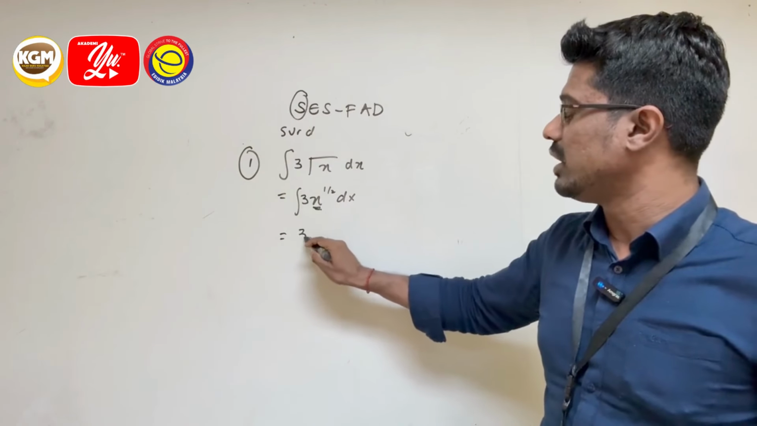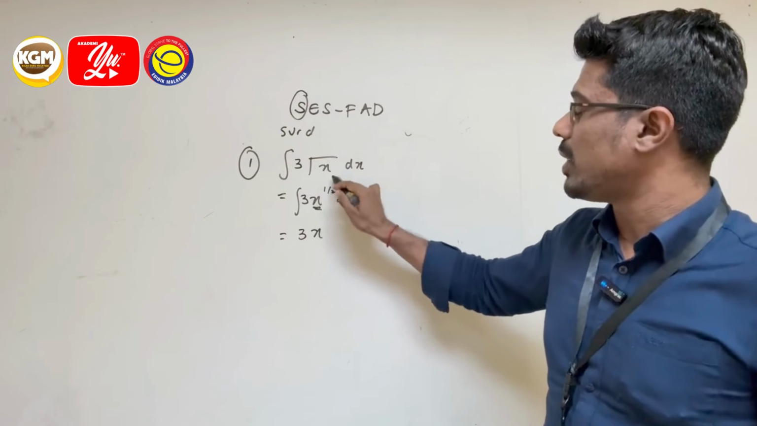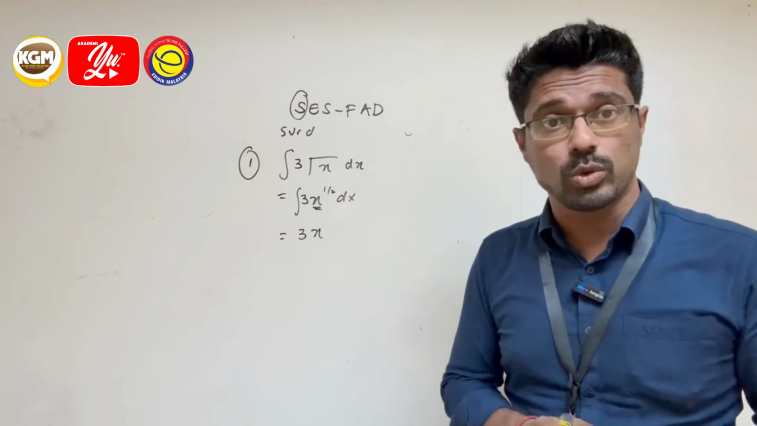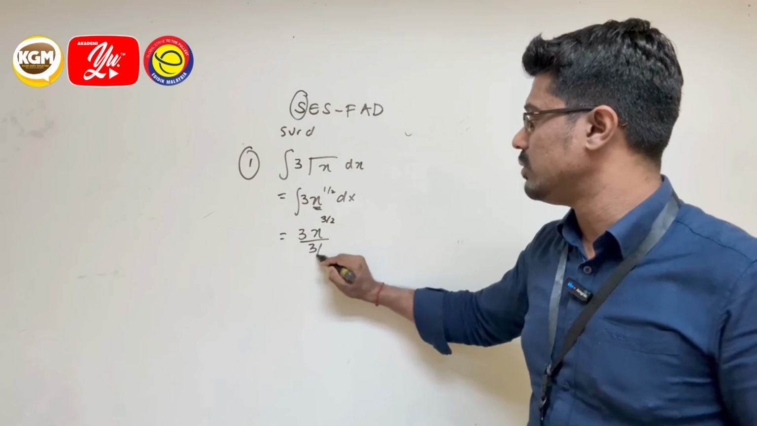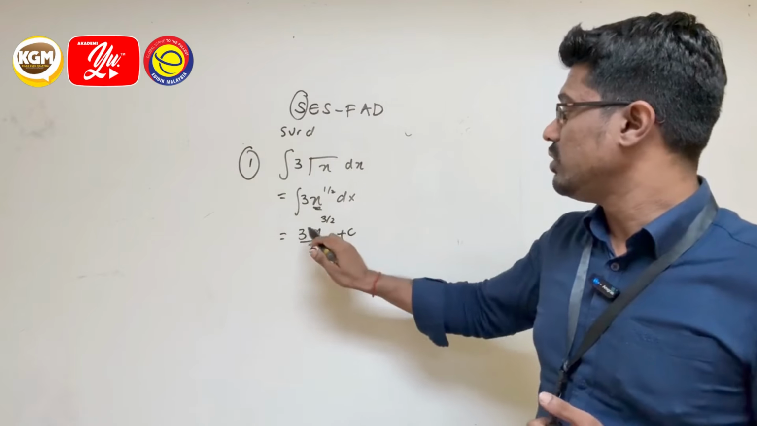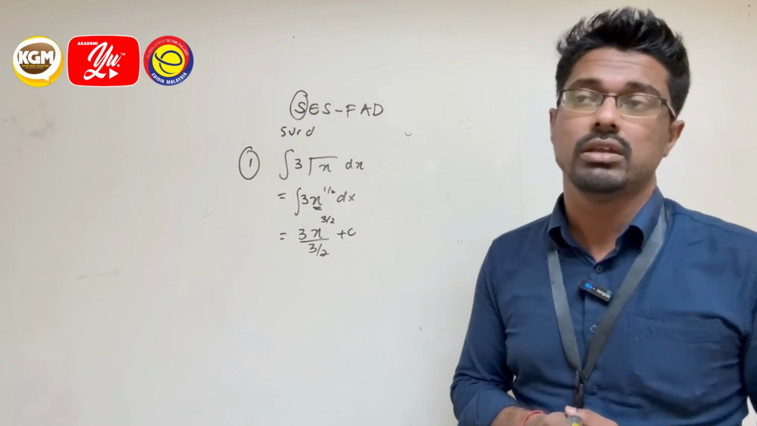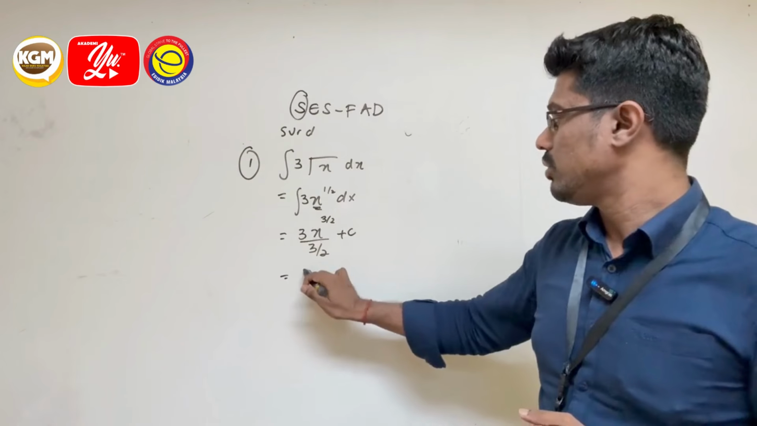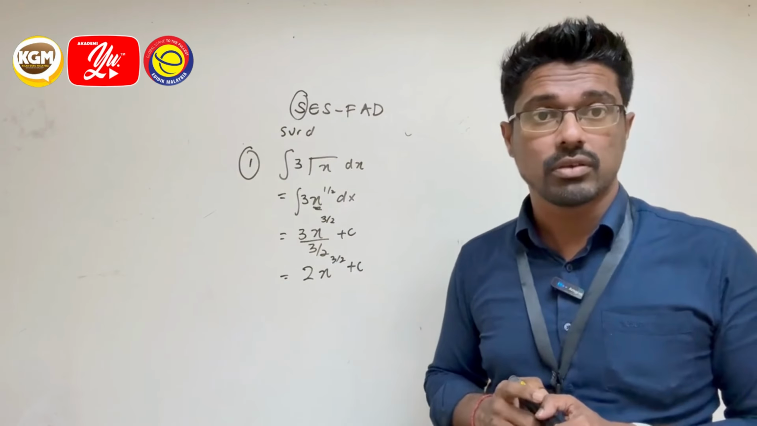I'm just going to copy the 3. I'm not going to do anything to it. I'm going to work on the function. So for x, you know this power, I'm going to add 1. Straight away take your calculator: 1/2 plus 1 is 3/2. Divide by 3/2, plus C. Hope you are clear with that. Now you see this number and this number. Again, take your calculator: 3 divided by 3/2 gives you 2. So 2x power 3/2 plus C. Very simple. This is the first one.